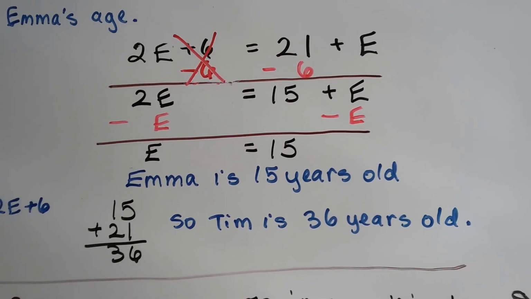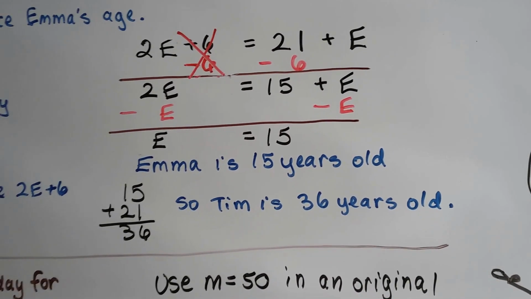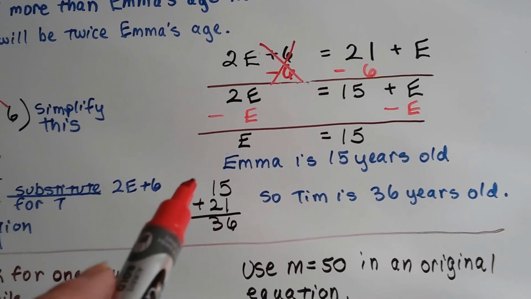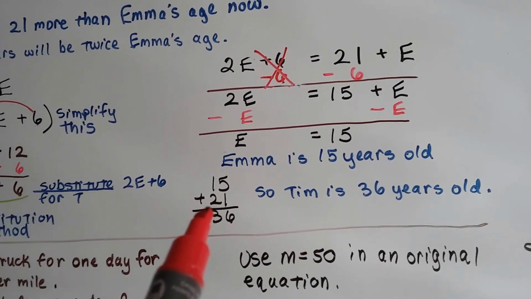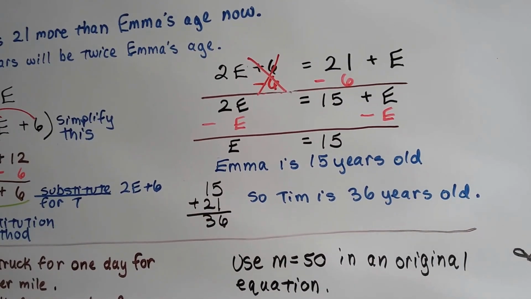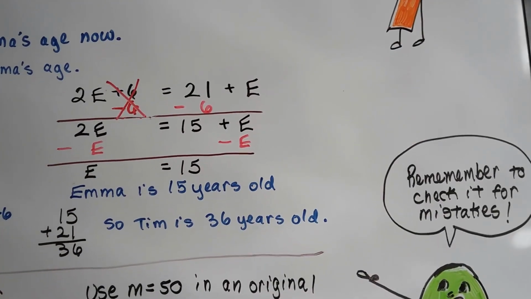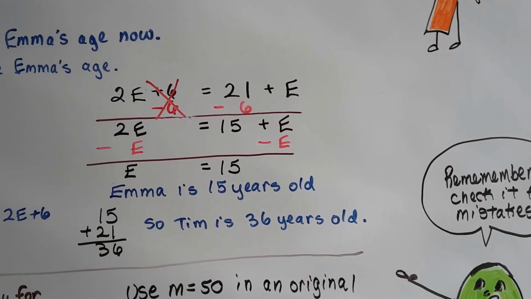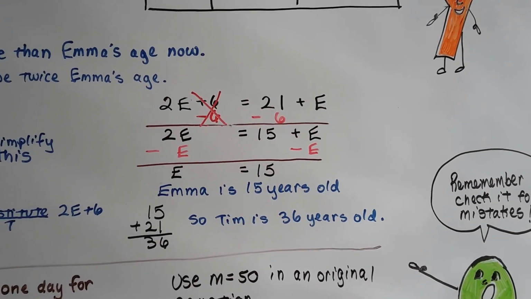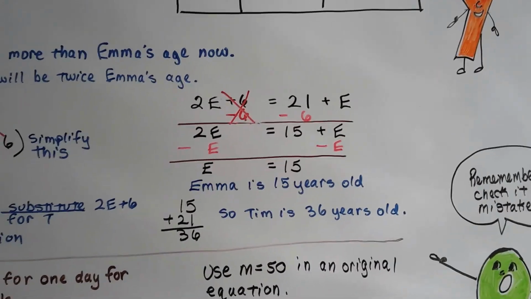So we know Emma right now is 15 years old, okay? So that means if Emma's 15 and Tim is 21 years older than her, then Tim is 36 years old, see? Just remember to check it for mistakes. You want to make sure your math is correct, and you want to make sure your positive or negative signs are correct, all right?